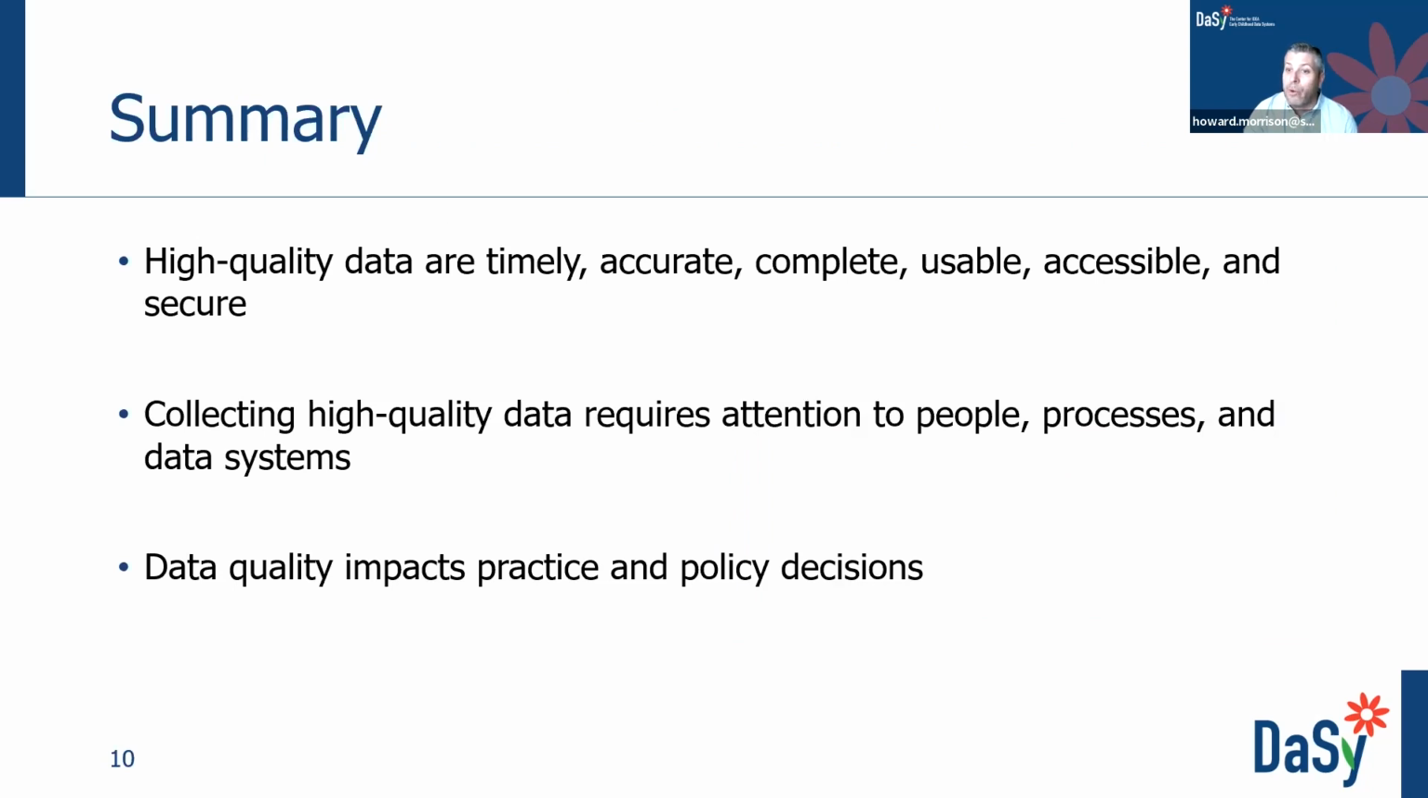In summary, high quality data are timely, accurate, complete, usable, accessible, and secure. Collecting high quality data requires attention to people, processes, and data systems. Data quality impacts practice and policy decisions. We need data to be high quality so that the decisions that are made are valid, and service providers can be the most effective, and children and families can achieve their best outcomes.